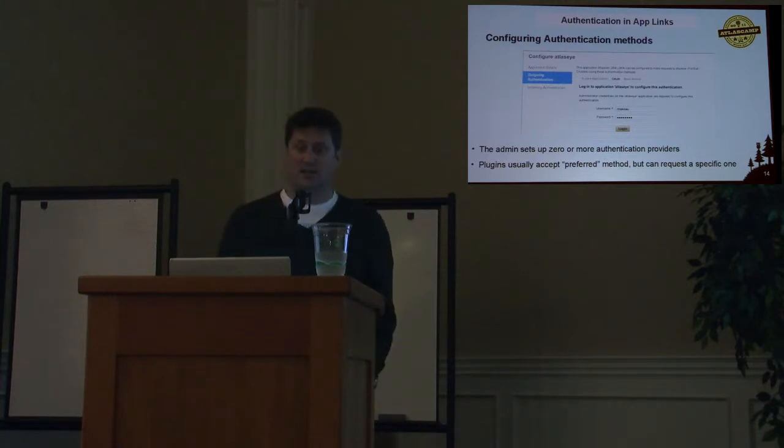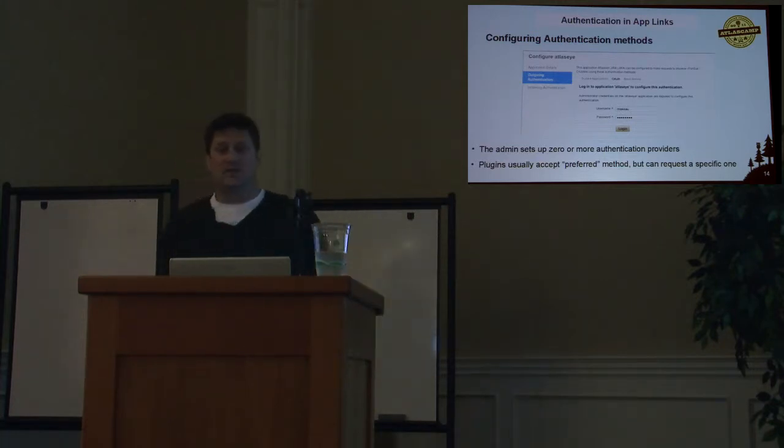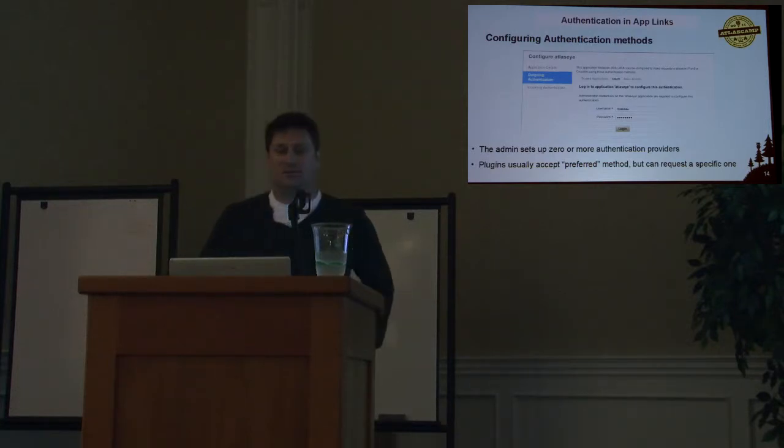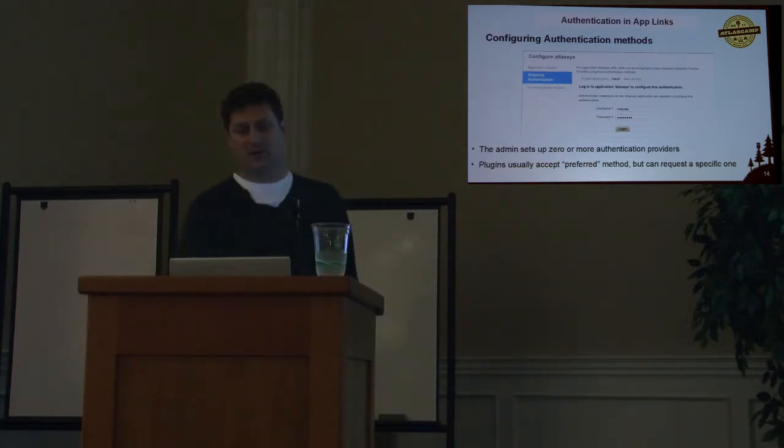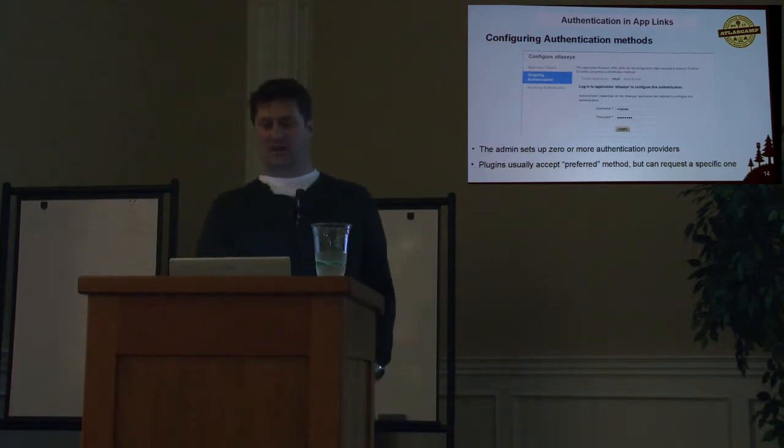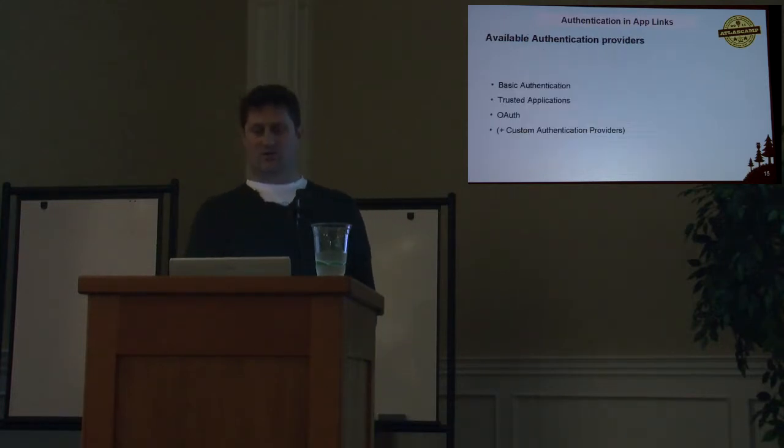Authentication in app links. The admin, when they set up a link, they get to choose 0 or more authentication types. You'd normally set up one, obviously, but there can be times you'd maybe set up more than one. So we have basic auth, trusted apps, and OAuth out of the box.